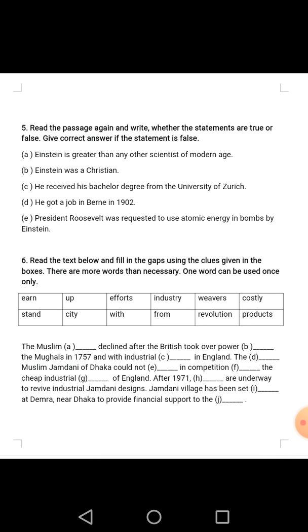After 1971, efforts are underway to revive industrial Jamdani designs. Jamdani village has been set up at Demra near Dhaka to provide financial support to the weavers.